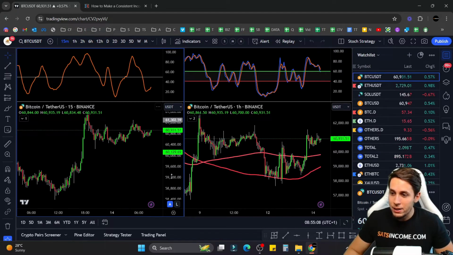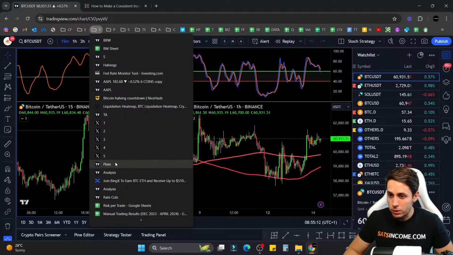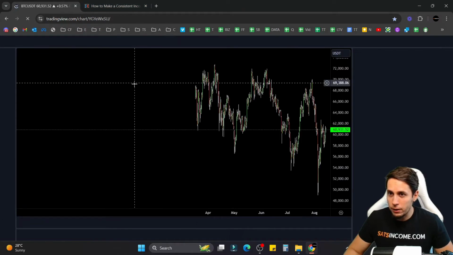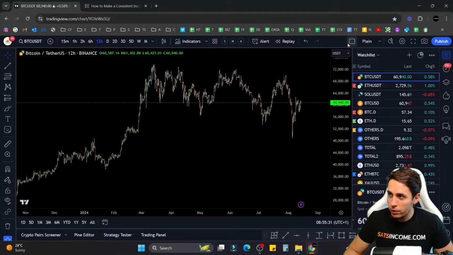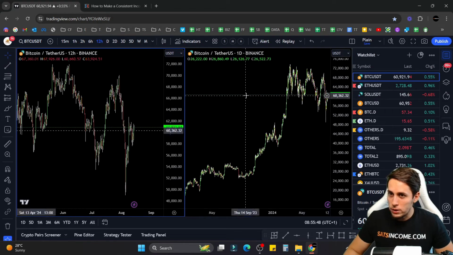Alright, so here is what the setup looks like. I want to show you how to set up everything from scratch. So let's open a plain chart and let's set it up. The first thing that you have to do is to navigate to this feature right here, layout setup. You click here and you choose two separate windows.